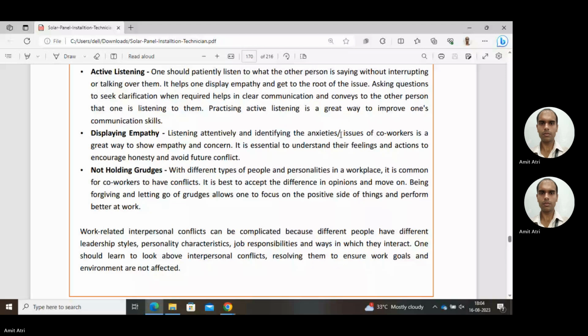Work-related interpersonal conflicts can be complicated because different people have different leadership styles, personality characteristics, job responsibilities, and ways of interaction. So one should learn to look above interpersonal conflict and resolve it to ensure work goals and environments are not affected. Due to this conflict, the normal working environment in the organization should not be affected.